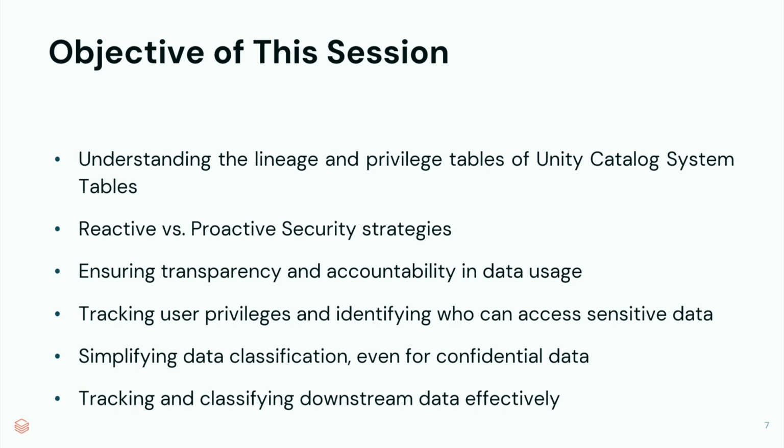So the objective of this session today is to explain a little bit how we can use the lineage and privilege tables in Unity Catalog system tables. And we'll talk a little bit about reactive and proactive security strategies and how we can ensure transparency, and also about how we can identify who can access which kind of sensitive data, even confidential data. Also how we can audit and monitor and classify the sensitive tables downstream.